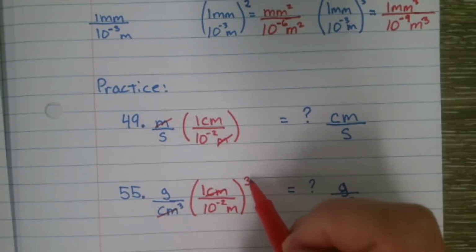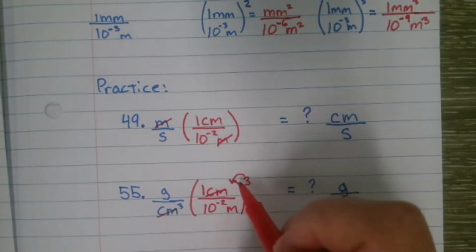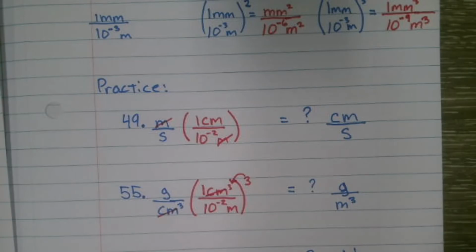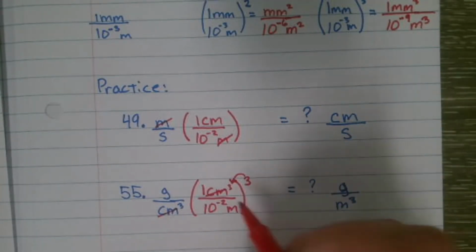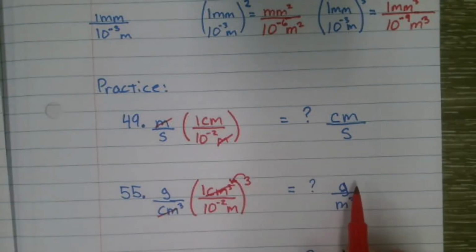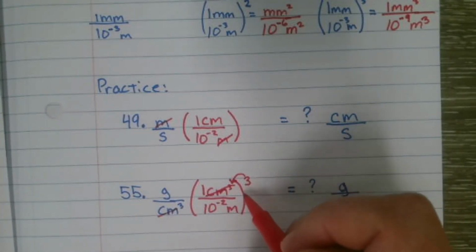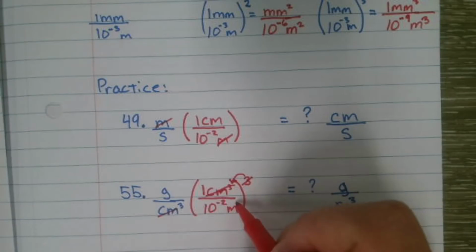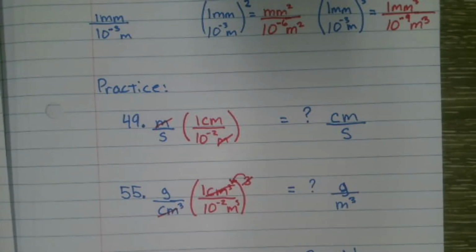Centimeters cubed would cancel right here. Centimeters, so that cubed would come inside. So centimeters cubed would cancel, leaving us with grams per meters cubed. When we cube this, it also cubes our meters.